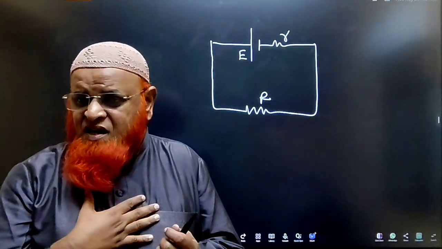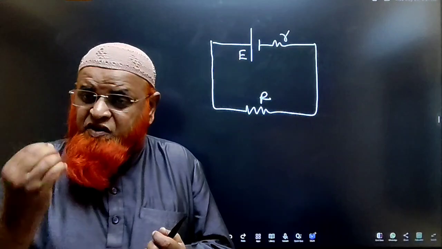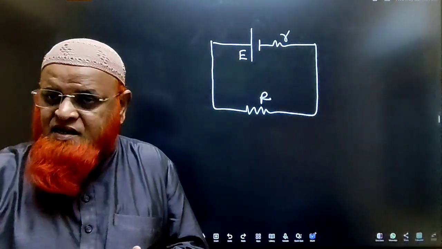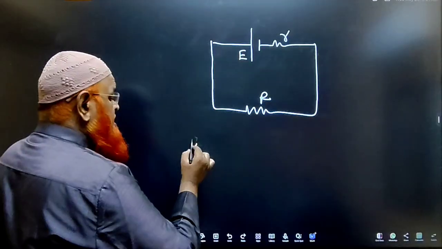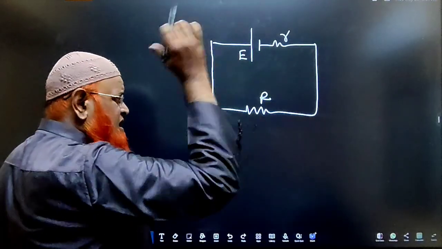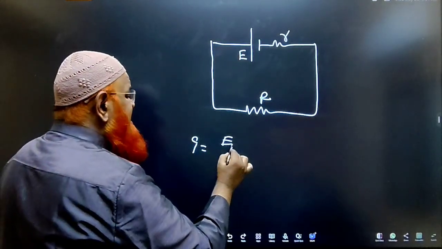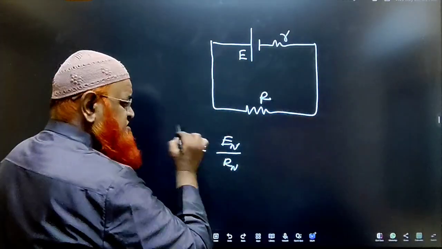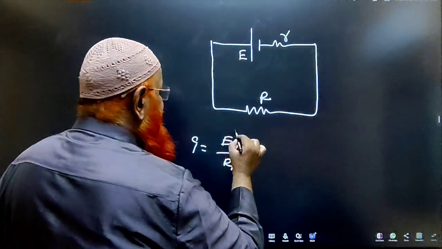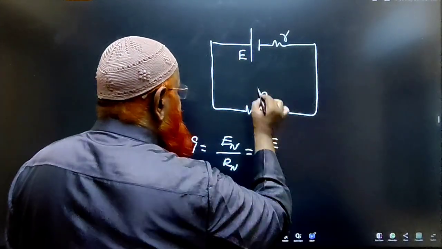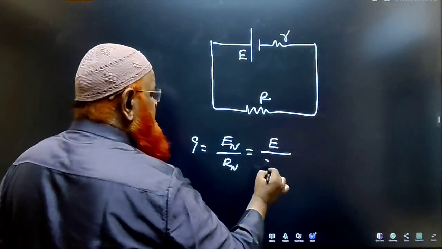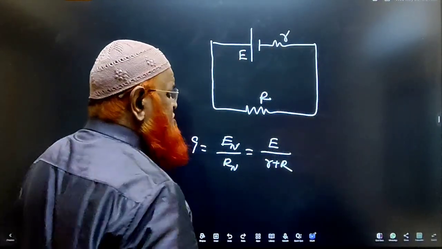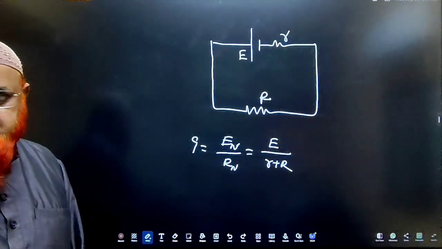As the human body has resistance to diseases, every cell has some amount of internal resistance. So here, what is the formula to find the current? Instead of applying Kirchhoff's law again and again, you just write E net by R net, whereas E net is considered as just E, one single E, and R net is nothing but small r plus capital R, the sum of the total resistance.